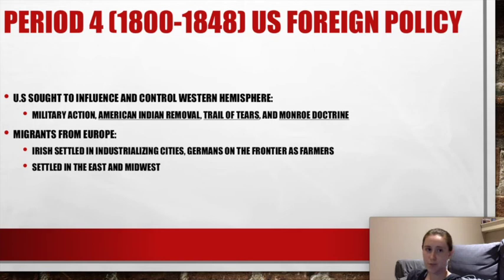Now, immigration. Mostly we're going to see Irish and German immigration at this time, some of the quote-unquote old immigration. The Irish are generally going to settle in industrializing cities, particularly in the Northeast. Factory work, low labor work is generally what they do. Some of them did work on the railroad as well. Then we also have the Germans, and Germans are generally going to work as farmers on the frontier. So they're going to settle a bit more in the Midwest and a bit west of the Irish at this time.